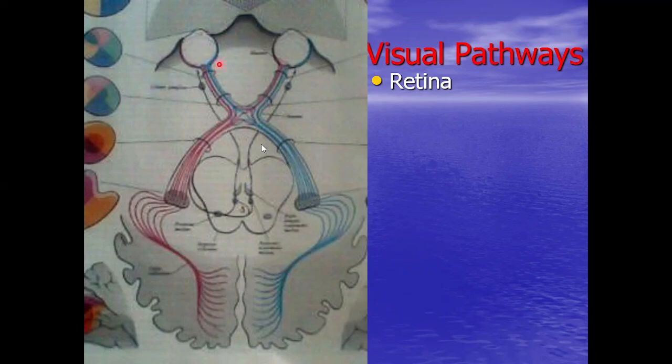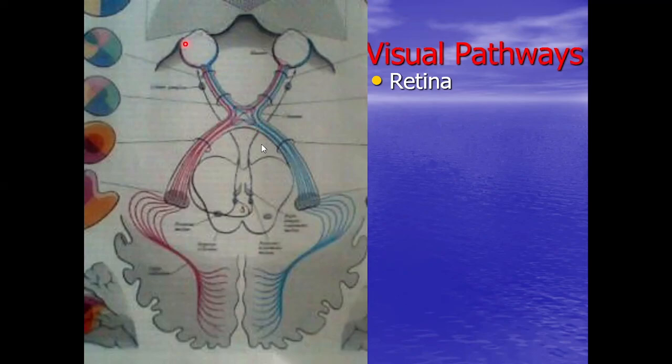In the case of the nasal field, nasal fibers, the axons from the nasal part of the retina, these ones cross over. They cross over at the optic chiasma. They cross to the opposite. So this part of the brain is looking at the contralateral part of the temporal field of vision. Contralateral is opposite. Contralateral part of the temporal field of vision because these fibers are crossing over at the optic chiasma.